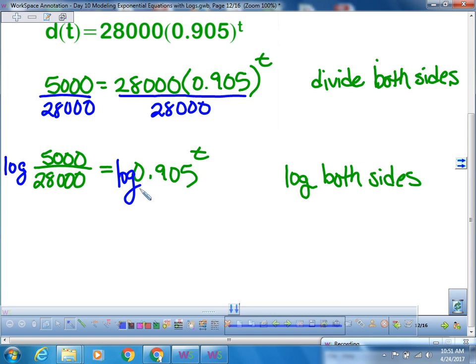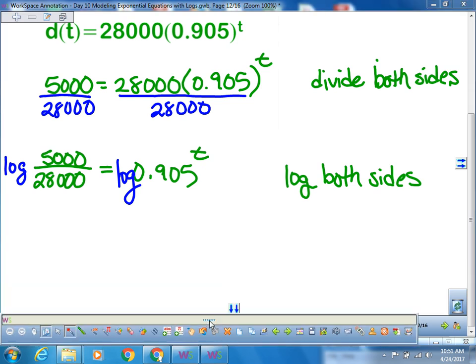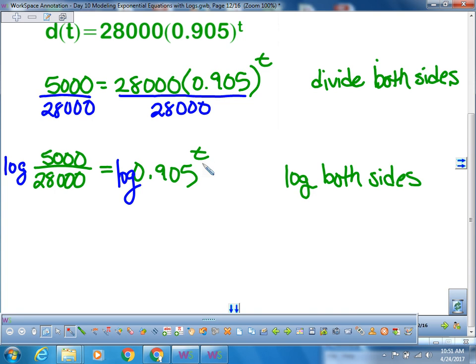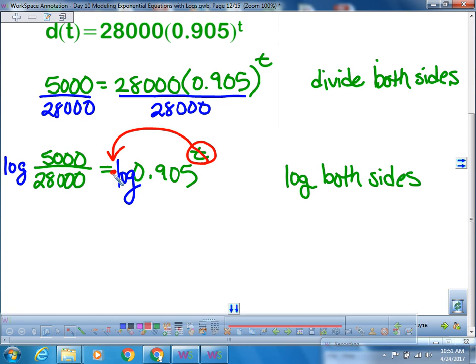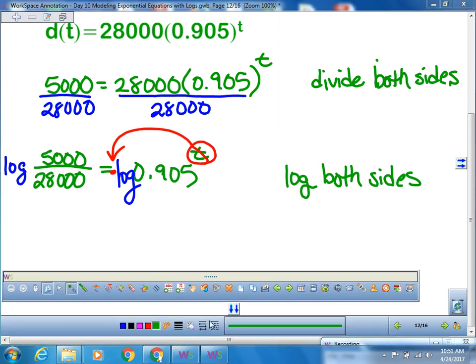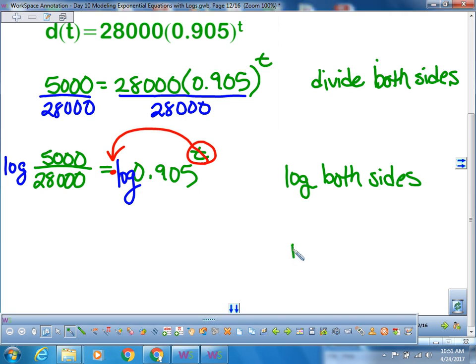So now that I have a log on both sides, that's the whole point of this, I can now move t out front, right, and make this a multiplication problem. So the next thing I needed to do was move the exponent.